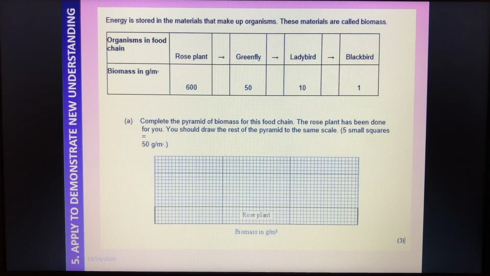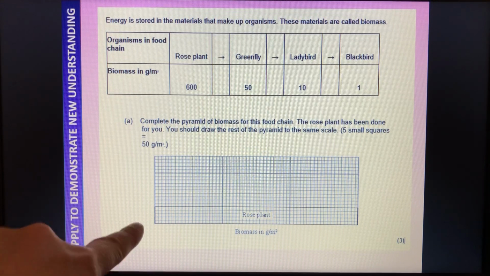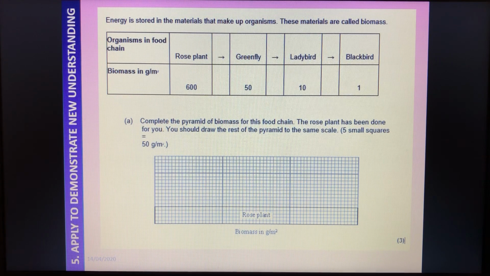Okay, we're going to look at an exam question now. Energy is stored in the materials that make up organisms. These materials are called biomass. So we've got the biomass there for a rose plant being eaten by green fly being eaten by ladybirds, and ladybirds being eaten by blackbirds. It says complete the pyramid of biomass for this food chain. The rose plant has been done for you. You can see that bar at the base of the graph there. You should draw the rest of the pyramid to the same scale.